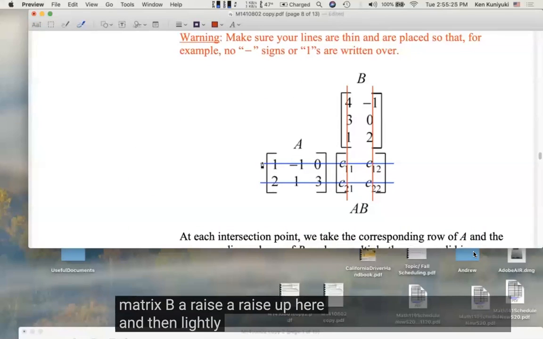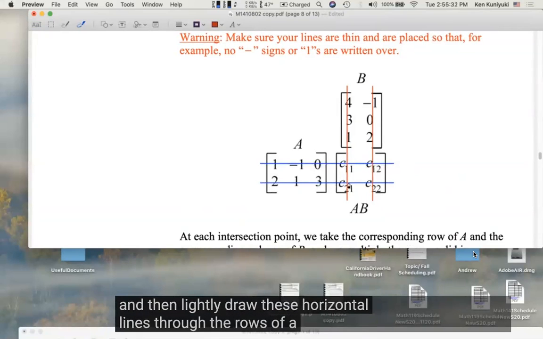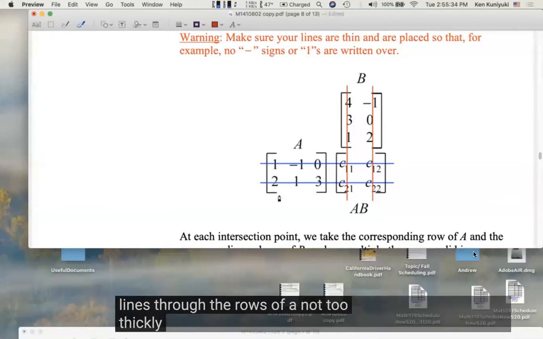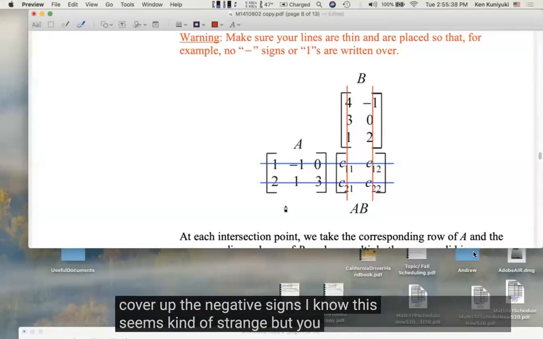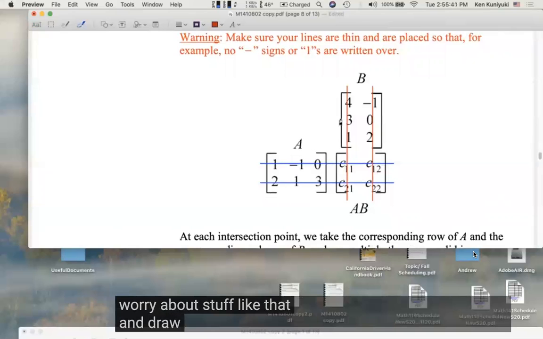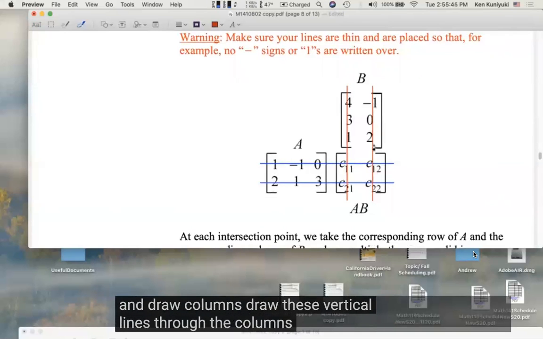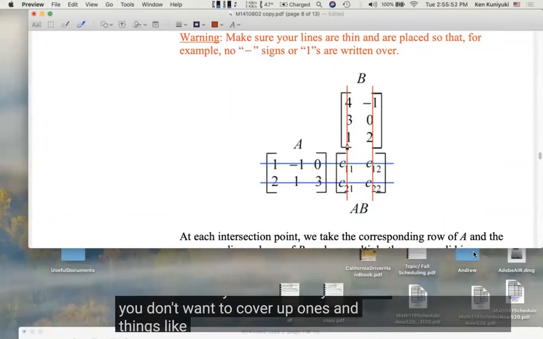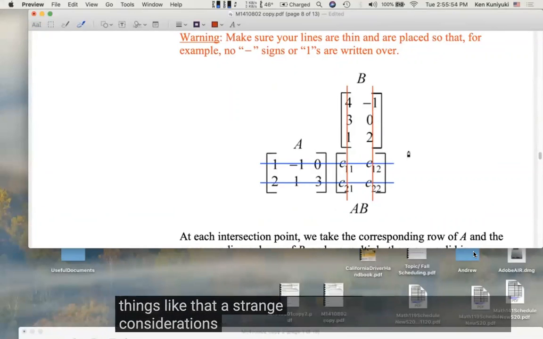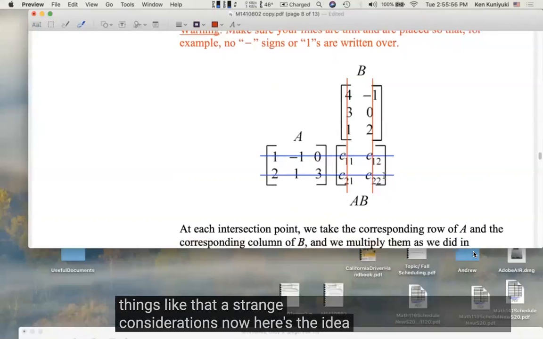And then lightly draw these horizontal lines through the rows of A. Not too thickly though, because you don't want to cover up the negative signs. I know this seems kind of strange, but you have to worry about stuff like that. And draw these vertical lines through the columns of B. But again, draw them thinly, not too thickly, because you don't want to cover up ones and things like that. Strange considerations. Now here's the idea.